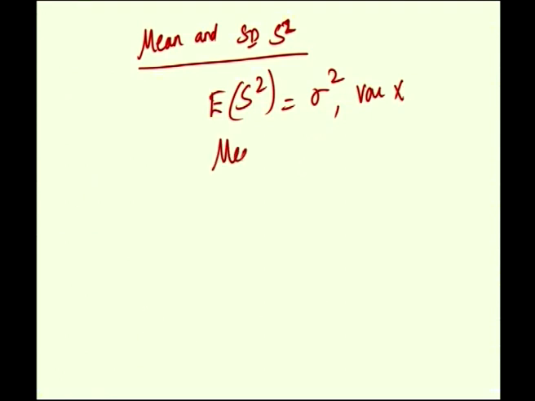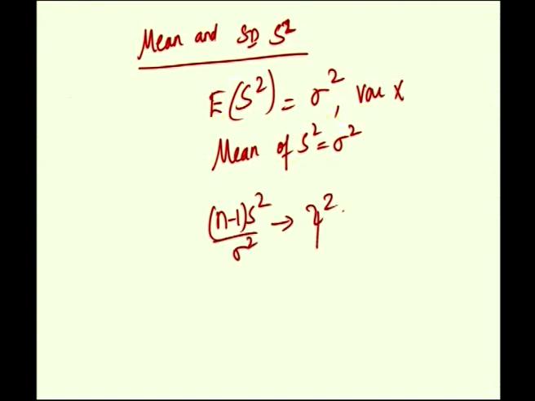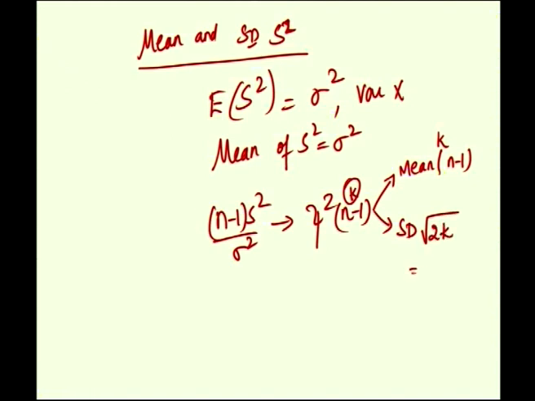Therefore, mean of S square is sigma square. Now, we have (n minus 1) S square by sigma square is a chi-square random variable with n minus 1 degrees of freedom. Just imagine this chi-square random variable has the mean n minus 1. If you take it as k, then the mean is k and the standard deviation we have seen is root of 2k. Here k is n minus 1, so root of 2 into (n minus 1).